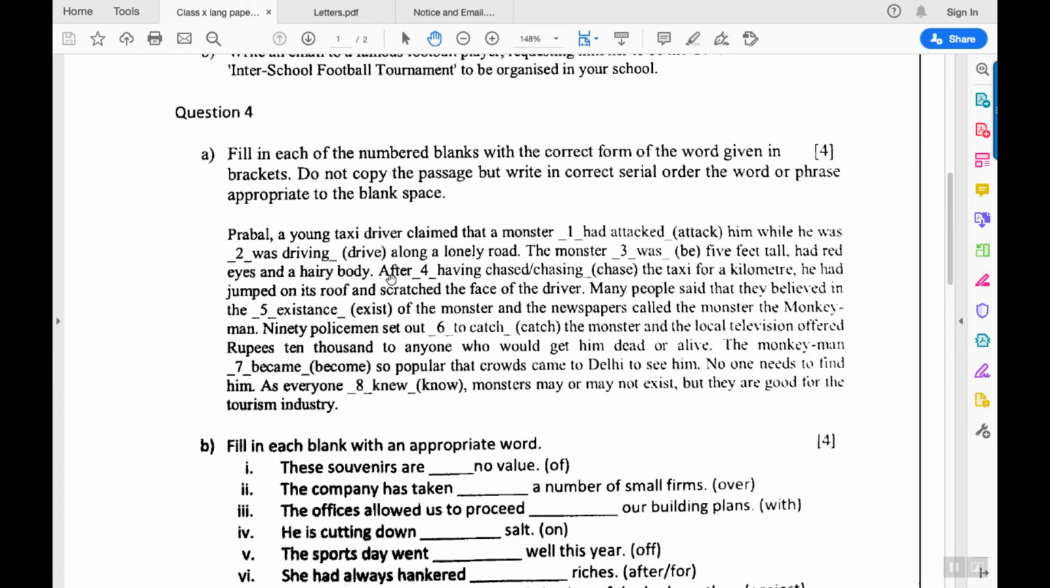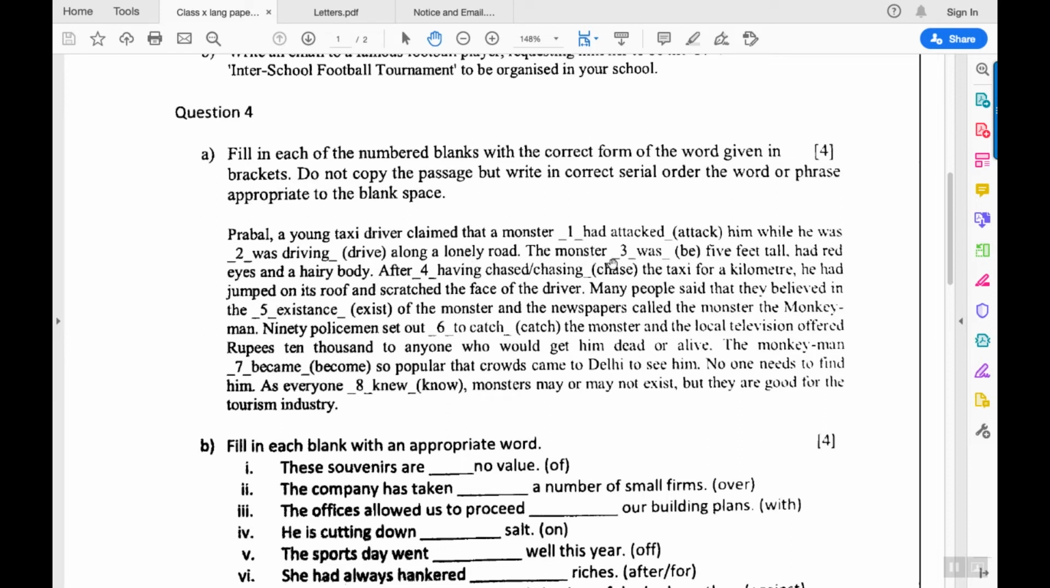Prabal, a young taxi driver, claimed that a monster had attacked. So the answers are mentioned here. If there is any change in the answer, I'll let you know. If there are some more answers, I'll also let you know. So Prabal, a young taxi driver, claimed that a monster had attacked him, because it's in the past, claimed, so had attacked, while he was driving, again in the past, so something which has happened in the past will be was driving along a lonely road.